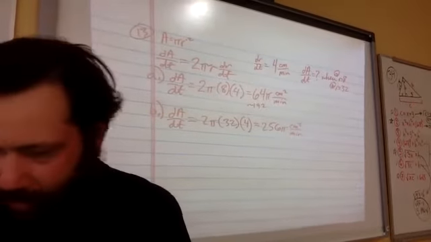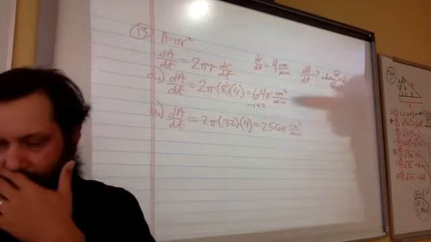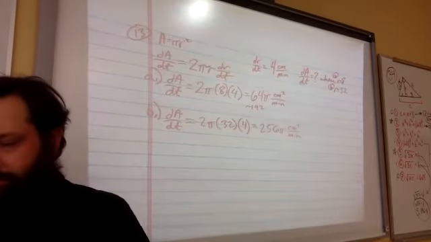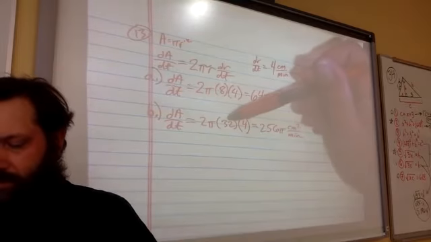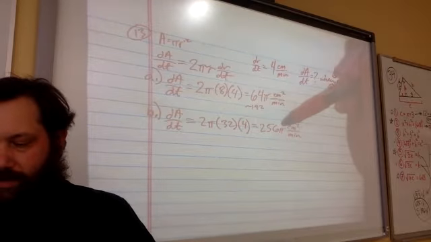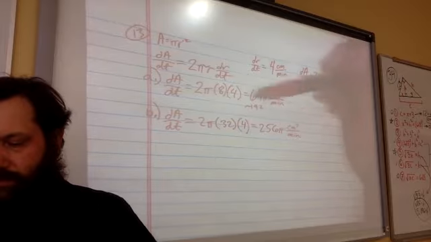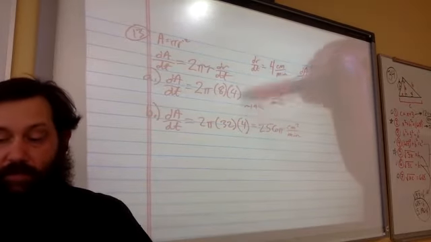Okay, so I hope I got your intuitive thinking about this straightened out a little bit. The bigger the circle, the faster the area grows, even if the rates of the radius growing are the same.